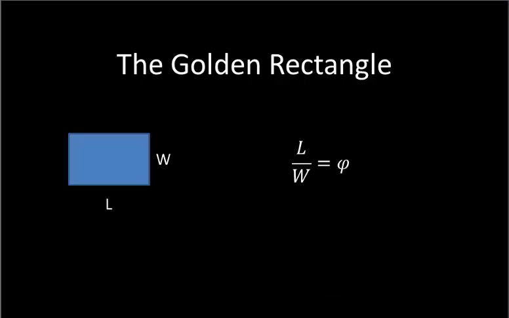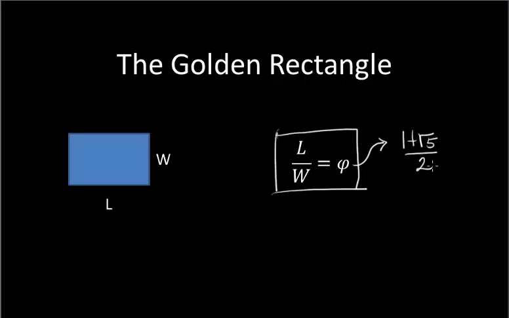This lecture is on the golden rectangle, the last topic that we covered in Chapter 4. The definition of the golden rectangle is a very simple one. It's any rectangle where the ratio of the length over the width is equal to phi. And of course, I hope you remember that phi is that irrational number that we met many times in Chapter 2, 1 plus the square root of 5 over 2.